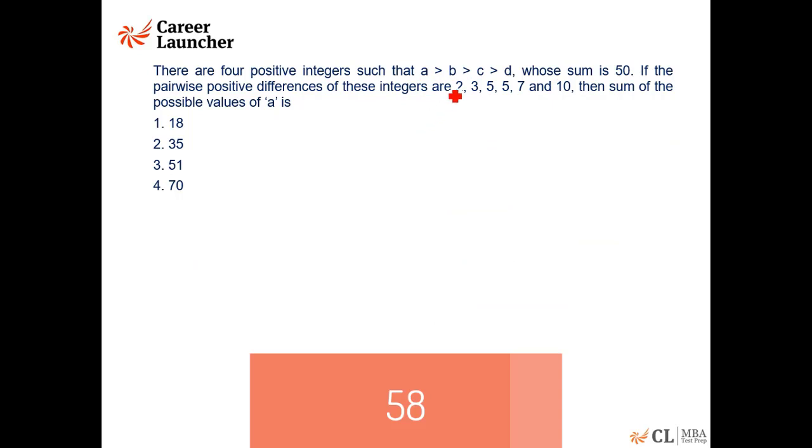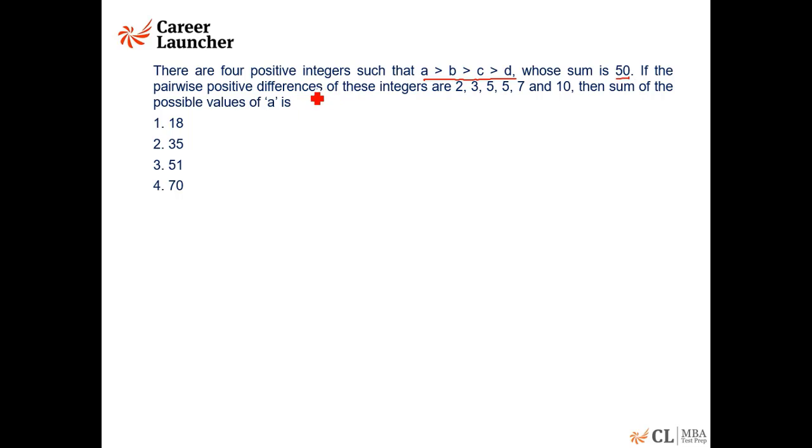There are 4 positive integers such that a is greater than b greater than c greater than d, whose sum is 50. If the pairwise positive differences of these integers are 2, 3, 5, 5, 7 and 10, then what is the sum of possible values of a? We need to look at possible values of a.